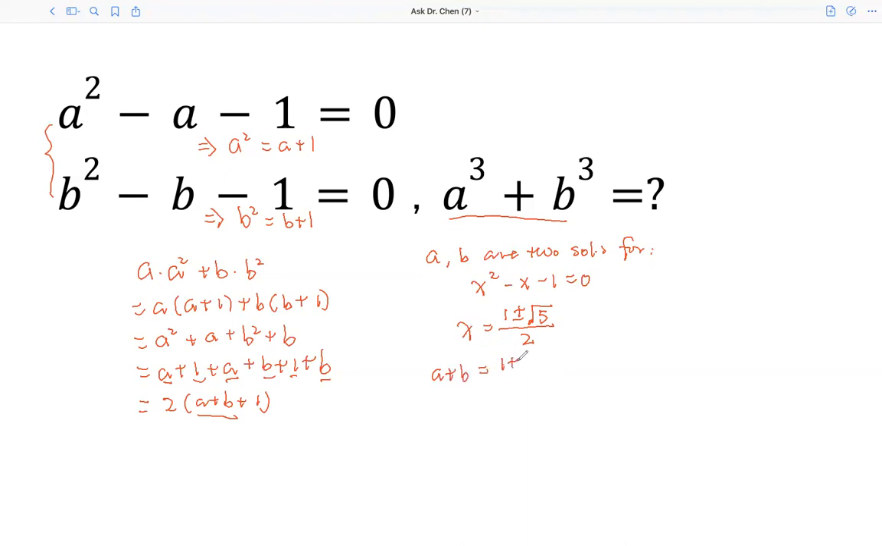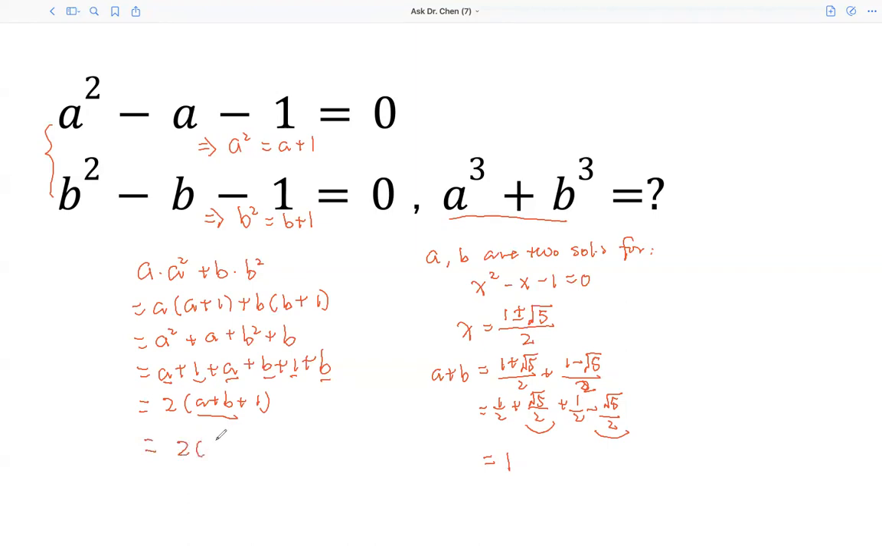So let's add those two, because we don't really care about which one is a, which one is b. We get 1 plus square root 5 divided by 2, plus 1 minus square root of 5 divided by 2. So we get half plus root 5 divided by 2, plus half minus square root of 5 divided by 2. So you see the irrational numbers were positive and negative, so these two add up to be 0. Half plus half, that's just 1. So a plus b equals 1.